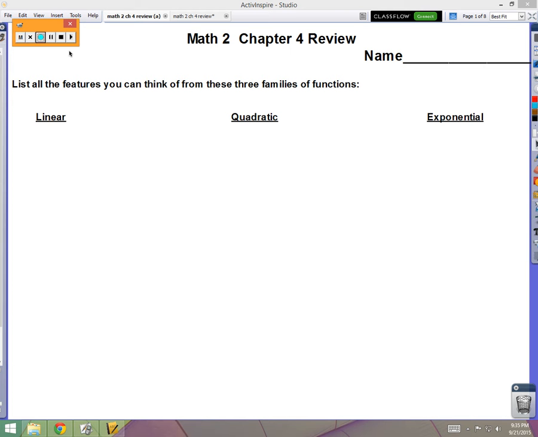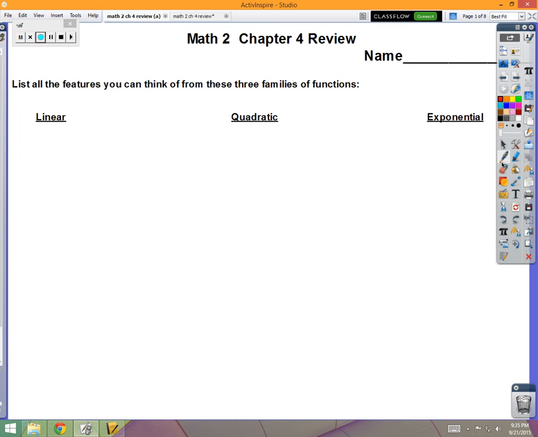make sure you star the ones that you don't know how to do, that you're fuzzy on, because those are the ones you're going to want to have good notes, good examples to look at so you can use on the test. So this first page, list all the features you can think of from these three families of functions.